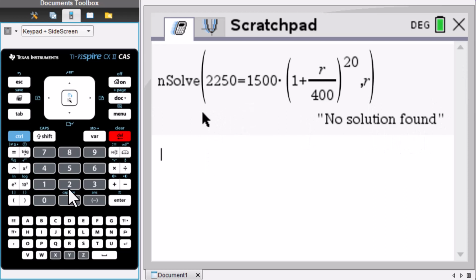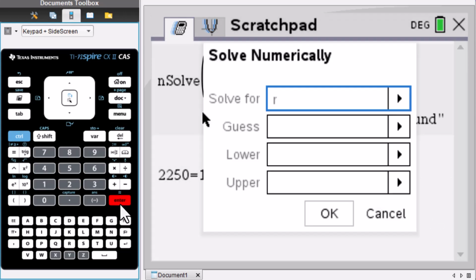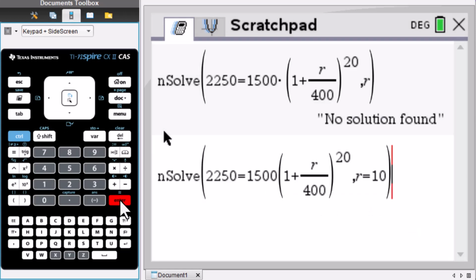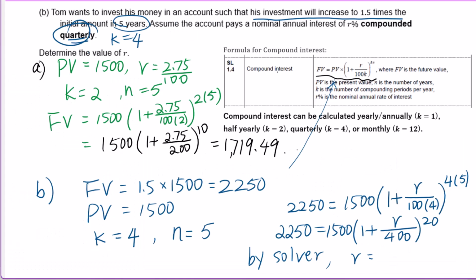Retype this equation into the calculator. Control menu. Enter, enter. This time you need to put a number into this guess. Let's do 10. Then enter. It will give you the correct answer, 8.19. R equals 8.19.